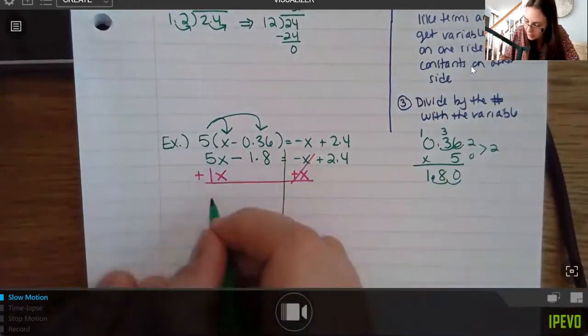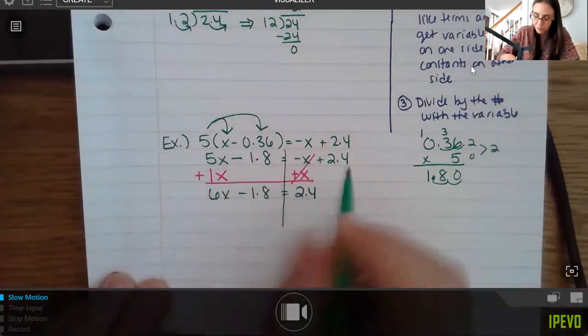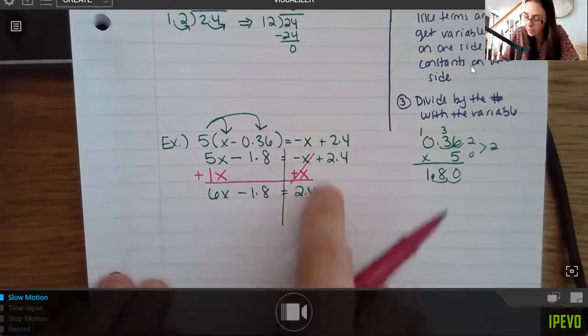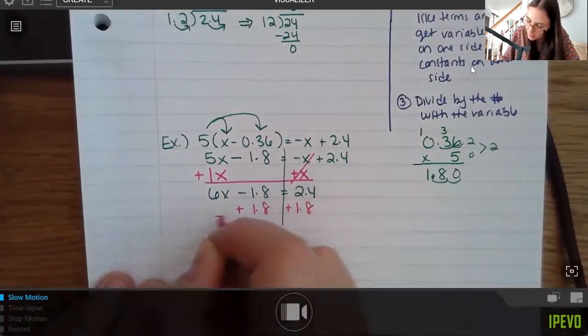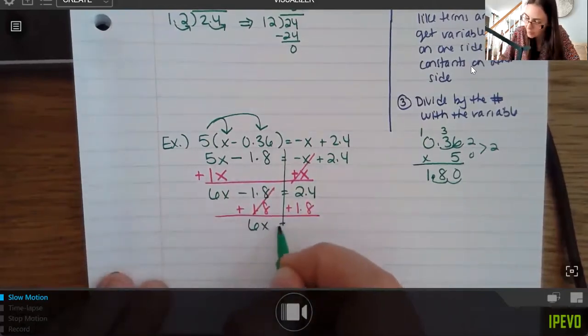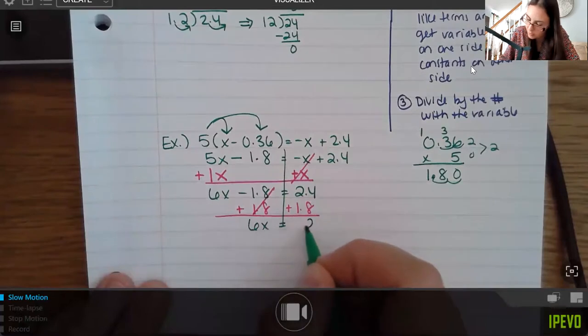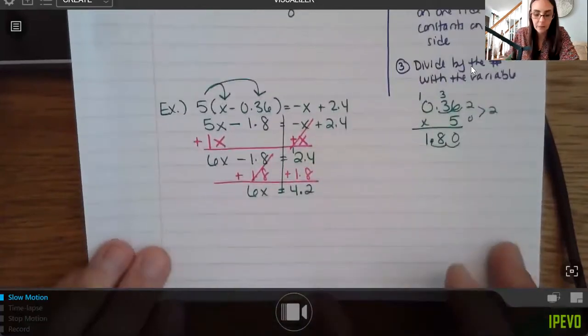So here I have 6x minus 1.8 equals 2.4. And now I want to get my numbers on the right. So I'm going to change from subtraction to addition as I bring that to the other side. All right, let's see. 8 plus 4 is 12. So carry the 1. Here I have 4, and the decimal point comes straight down.